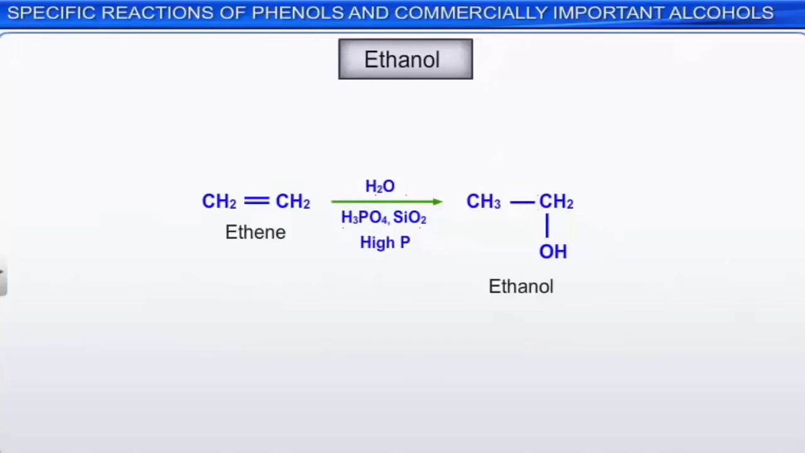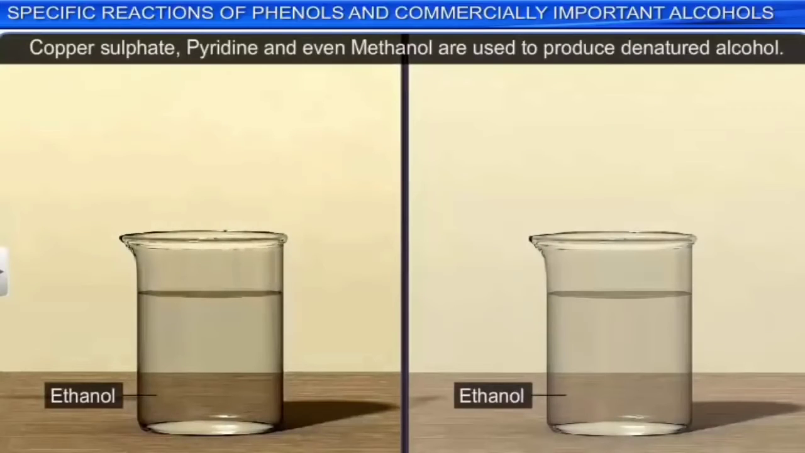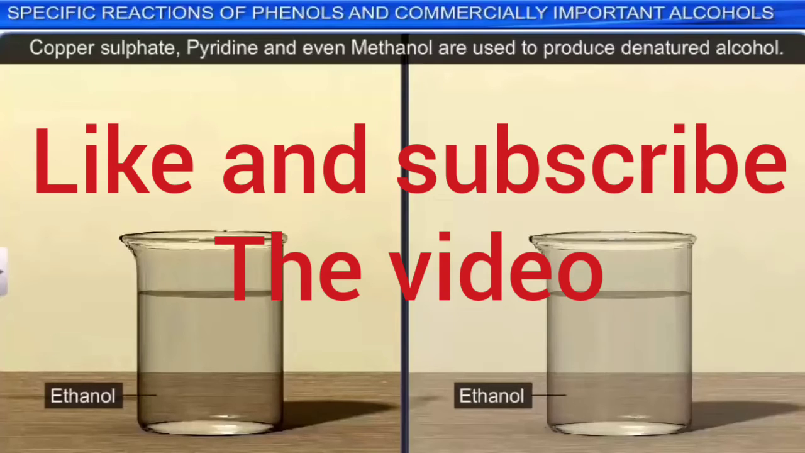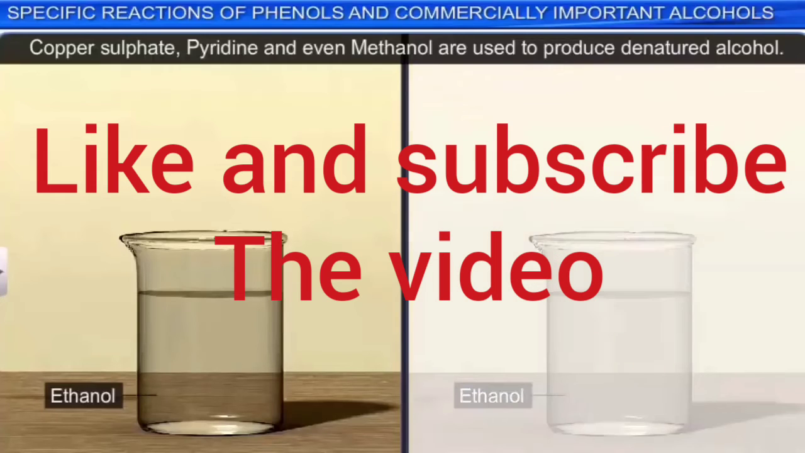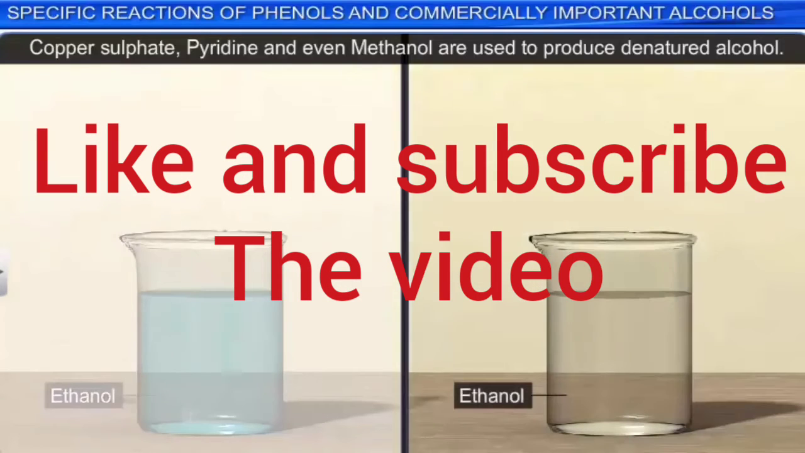Ethanol meant for industrial and commercial uses is made unfit for human consumption by adding certain chemicals. Additives, including copper sulfate, which lends a blue color, or pyridine, which has a foul odor, and even methanol, are used to produce denatured alcohol.